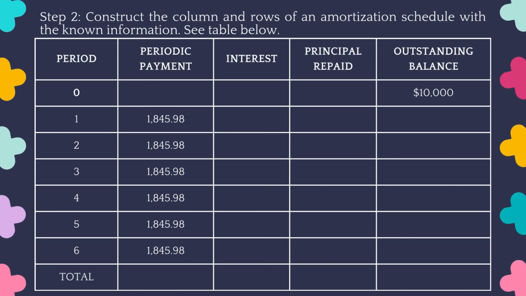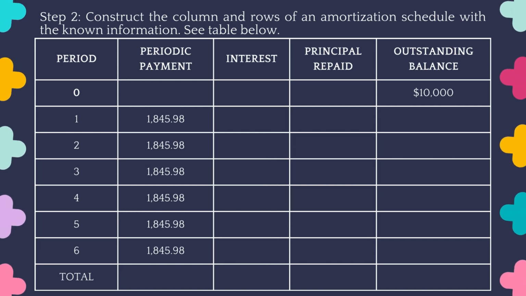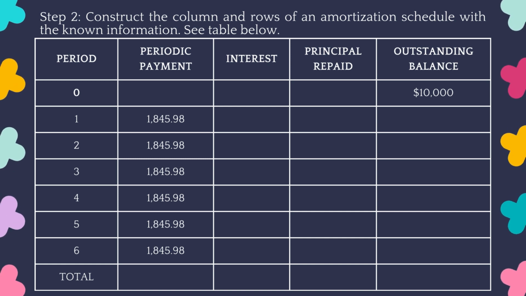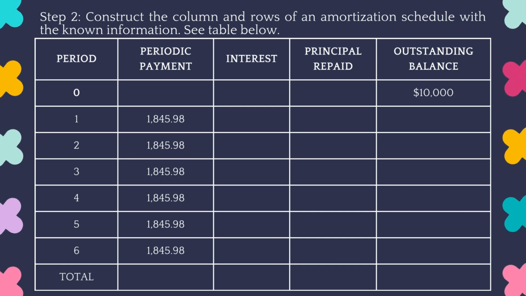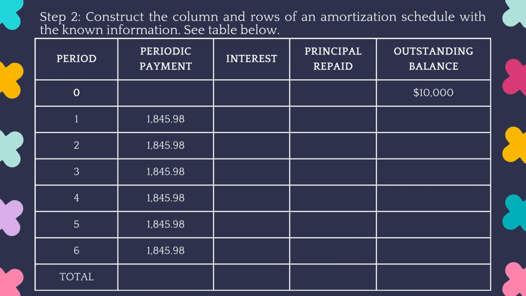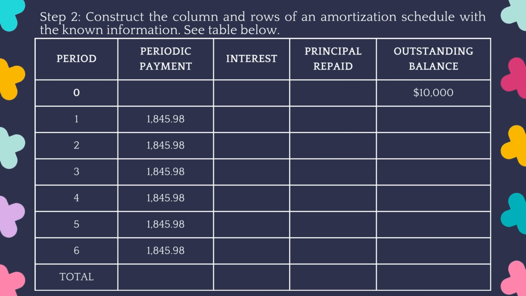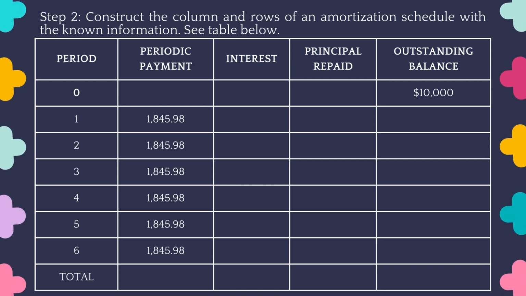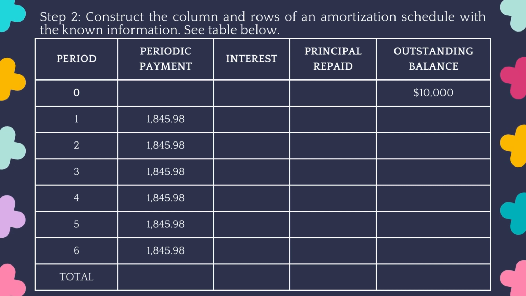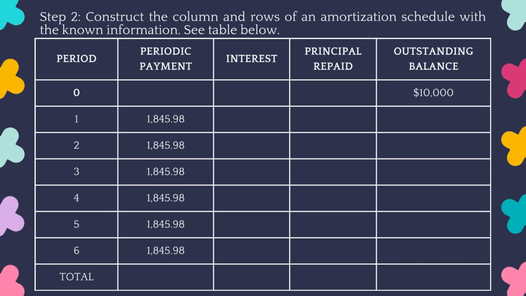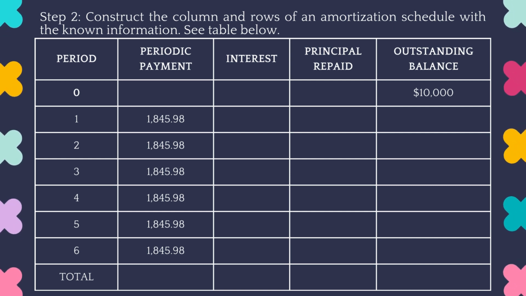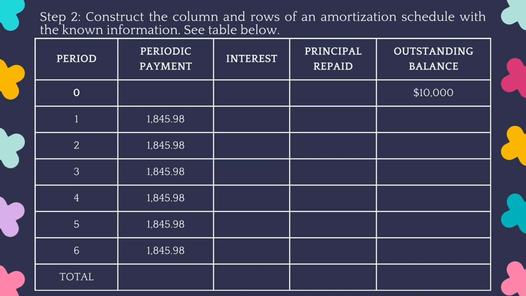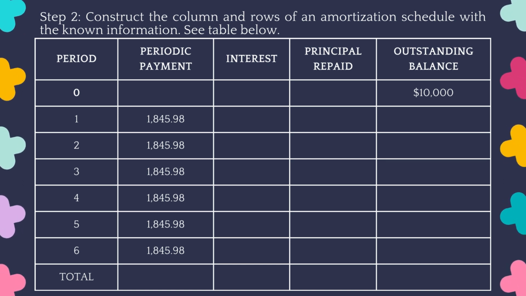For the next step, we have here the constructed table of amortization schedule. So as you can see in the first column, it shows the payment period or the period number. The next column is periodic payment, which is the size of each periodic payment amount. Next column is the interest that is included in that payment. Next is the principal repaid in that payment period. And last is the outstanding or remaining principal balance after each payment.